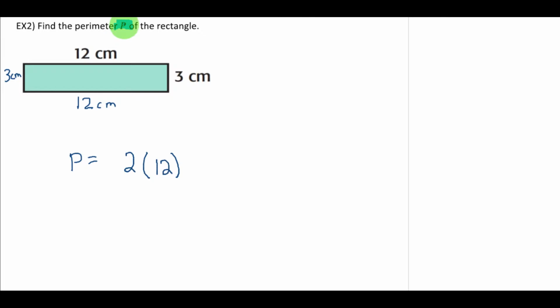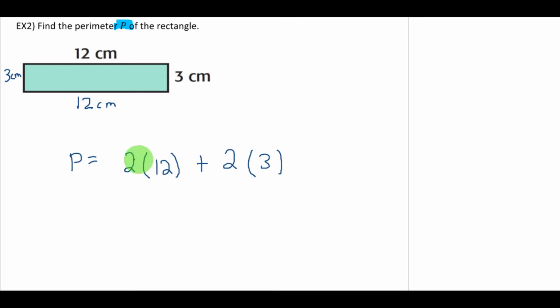Since the perimeter is the sum of all of the side lengths, we've got to add whatever the value is for 12 doubled, or 12 plus 12, to the other two side lengths. So rather than adding 3 plus 3 or writing it down twice, let's just take one side length, 3, and double it. So 3 times 2, or 2 times 3 in this case. So we're doubling 3 centimeters. When you do that, you're essentially adding both side lengths together.